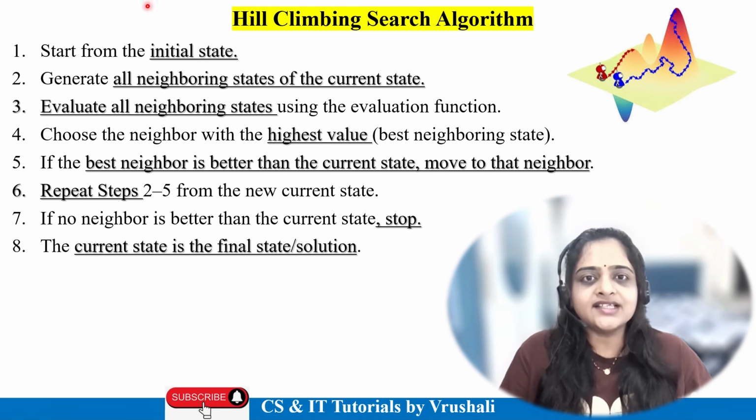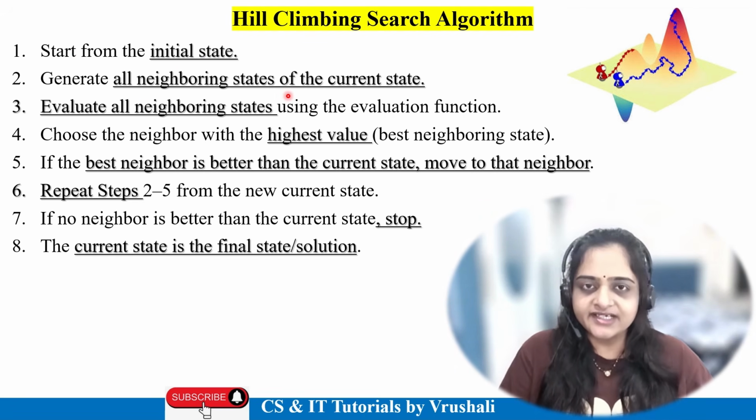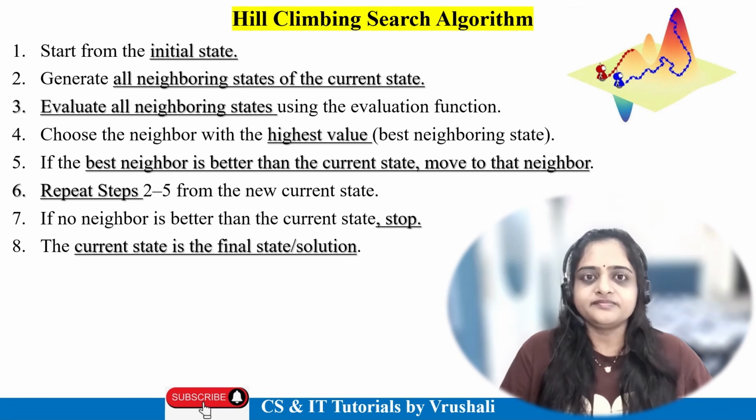Now, these are the hill climbing search algorithm steps that we used while solving the example. Start from the initial state, then generate all neighboring states or child nodes, then evaluate the neighboring states, then choose the neighbor having the highest value. If a best neighbor exists, move to the next state, again repeat this step and stop, right? So these are the hill climbing search algorithm steps.